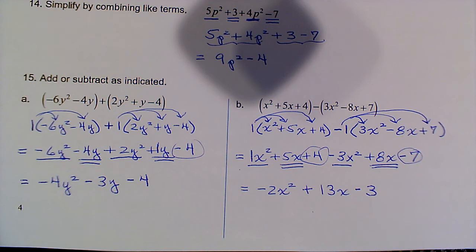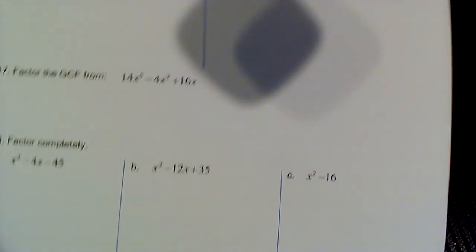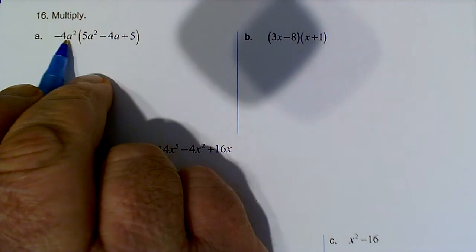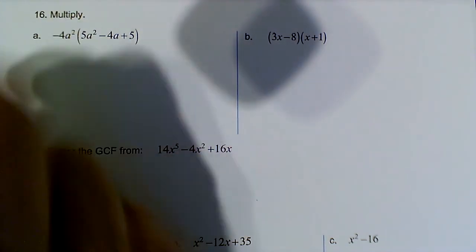Okay, so next page. We've got 2 pages left. Next page is more work with polynomials. Here we're going to multiply the polynomials. So here we have a monomial times a polynomial.